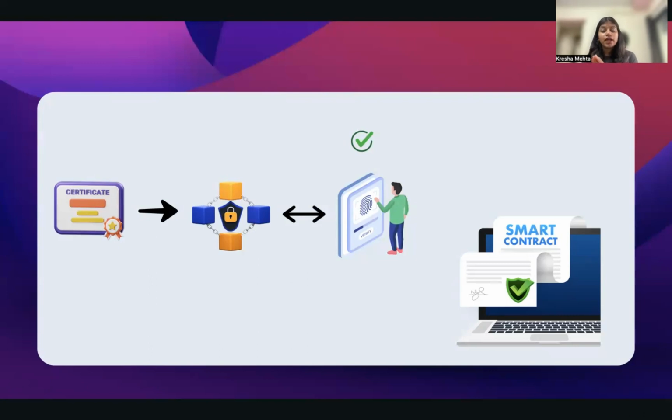In conclusion, I would like to say blockchain, IPFS, and smart contracts offer a secure and decentralized solution for certificate validation, ensuring trust, transparency, and integrity in digital transactions. This was just a basic example. Furthermore, you can study about blockchain and what are the components of blockchain, etc.